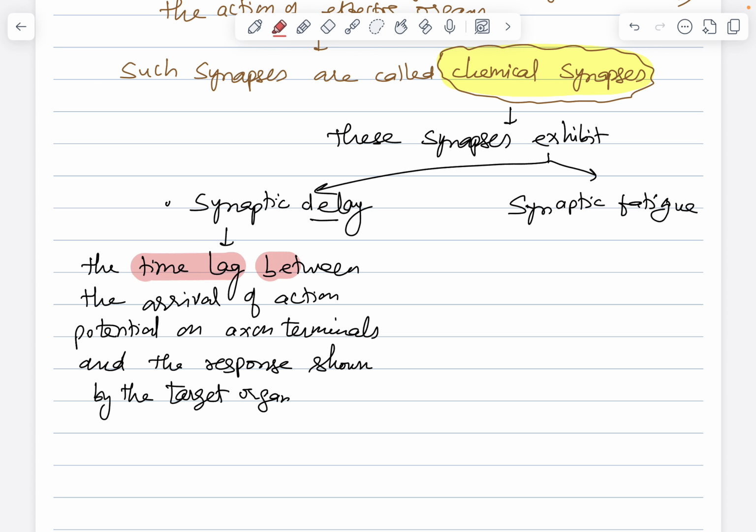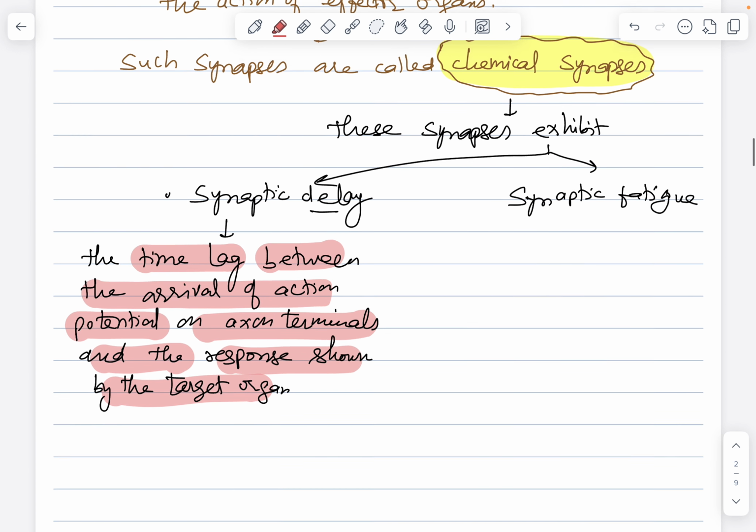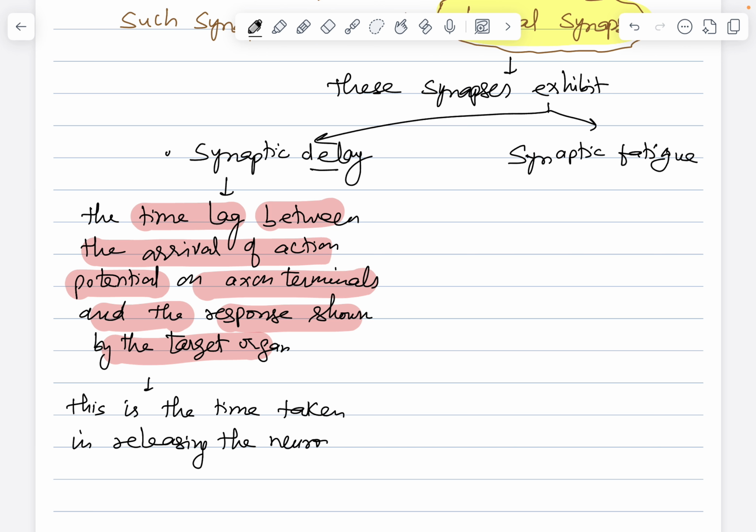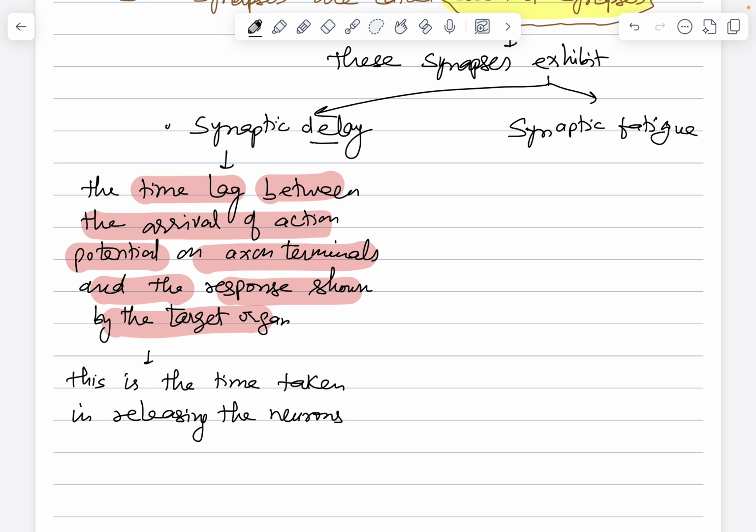The time lag between arrival of action potential on the axon terminals and the response shown by the target organ. Response to this action potential. This is the time taken in releasing the neurotransmitter. So this is the time taken in releasing the neurotransmitter.